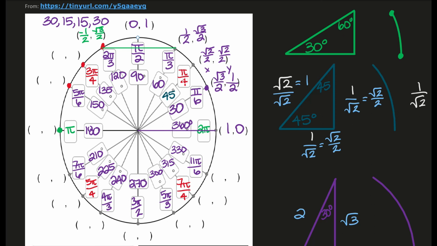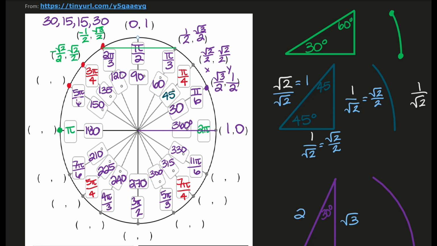The same is true here at pi over 4. At 3 pi over 4, it's the exact same y value. You're just moving from quadrant 1 to quadrant 2. So the x value is going to change. So we have negative root 2 over 2 and positive root 2 over 2.